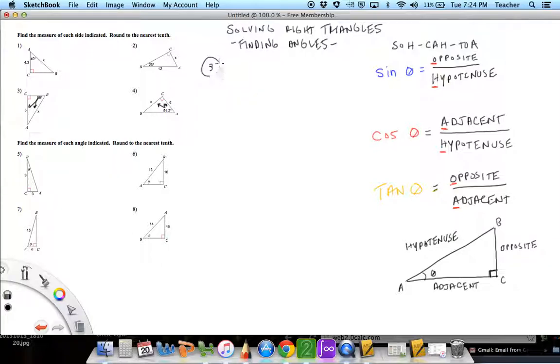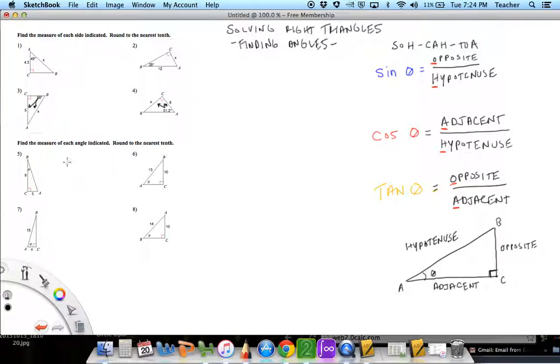Now let's determine, if we are given two side lengths, how are we going to find the angle? It's a little less difficult than finding the side length in terms of algebra, because you're actually just solving for the angle. And so we have to use a special button called the arc sine, and I'll show you how to do that on the calculator that I have on the internet.